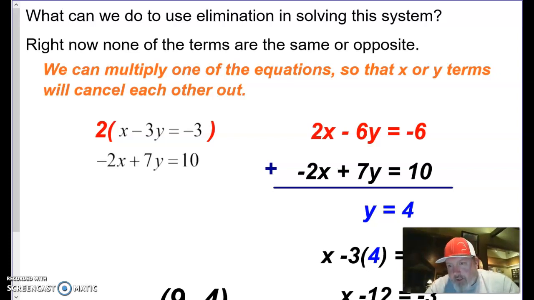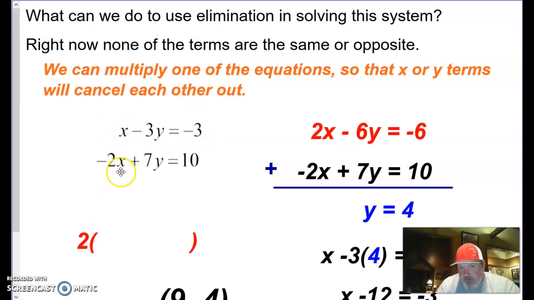Alright, so in day 1, the x terms were either the same or opposites, or the y terms were the same or opposites, so we could add or subtract. The question is, what do we do when none of the terms are the same or opposite? If you look here, you can see the x's are not the same or opposite, and same thing with the y's. So the answer to that question is we are going to multiply one of the equations.